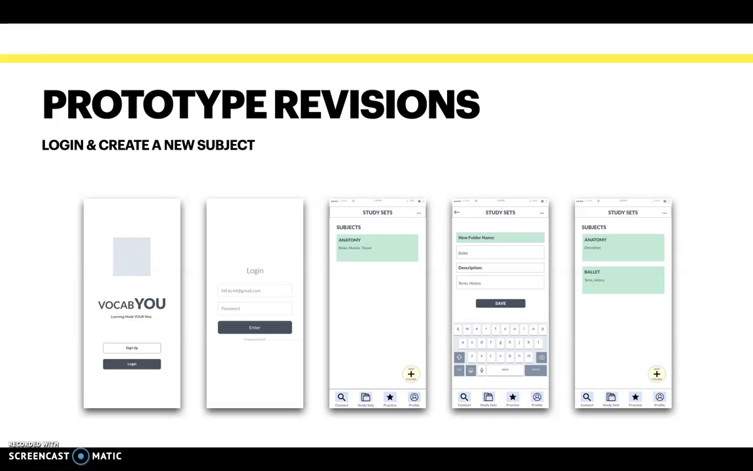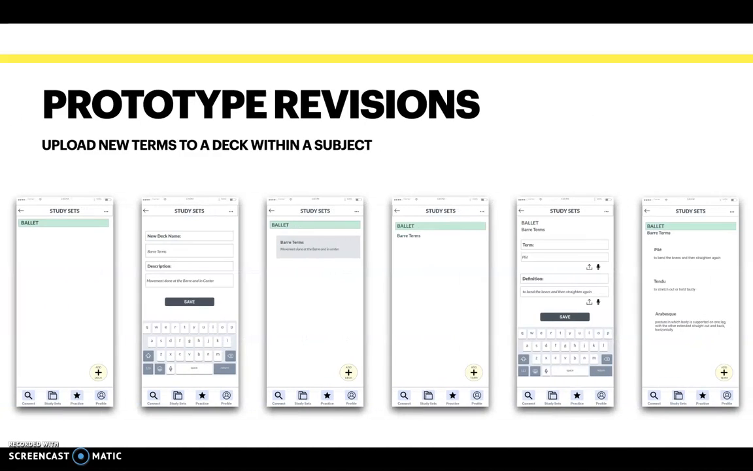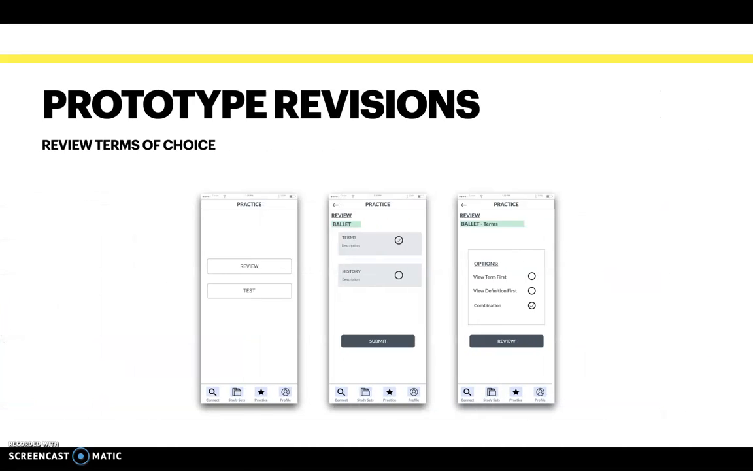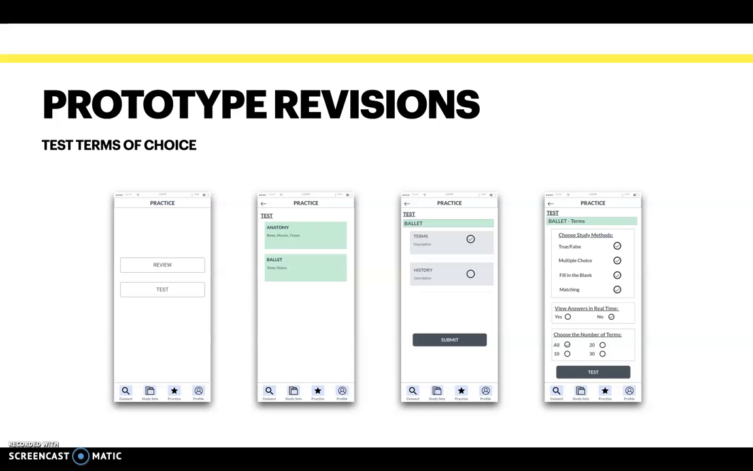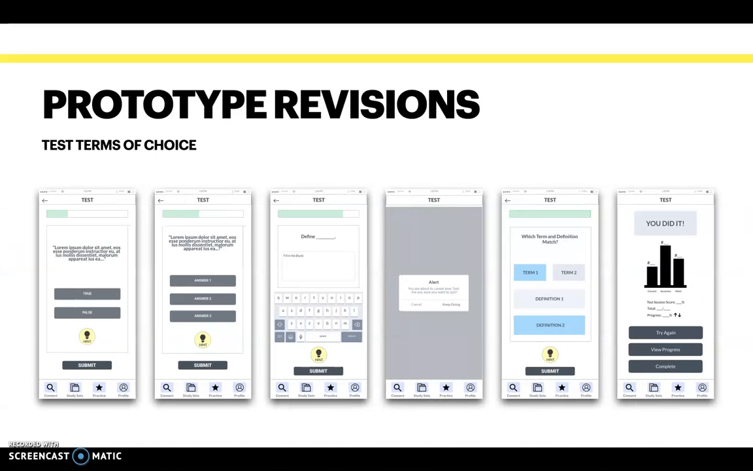Next is the new prototype in its entirety for you to view. Here is our login and our creation of a new subject. Here is our upload new terms to our deck within a subject. Then we get to our reviewing of terms, our flashcard system with an alert, and our overall progress reported with achievements that have been unlocked. Our test terms of choice are here. And at the end here, we see our test session score and our overall progress.